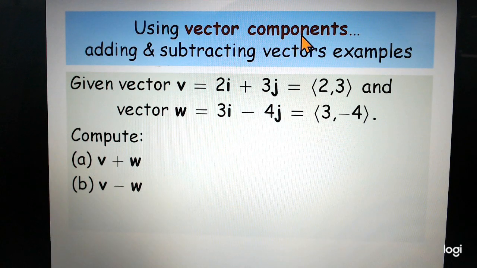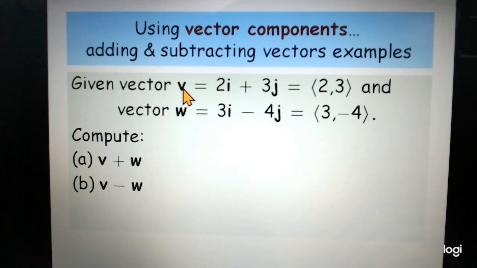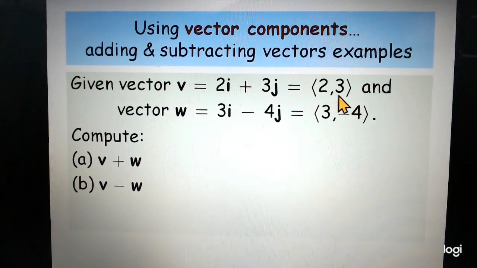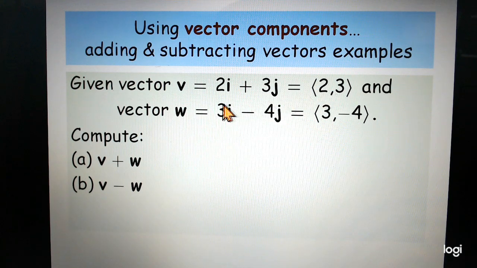Using vector components, adding and subtracting examples. So vector v, we used to write this as 2 comma 3 with the angle brackets. That's equivalent completely to 2i plus 3j. Notice the i is the x position, and notice the j corresponds to the vertical or the y position. Vector w is a different vector, symbolized by 3i minus 4j, or position vector 3 comma negative 4.